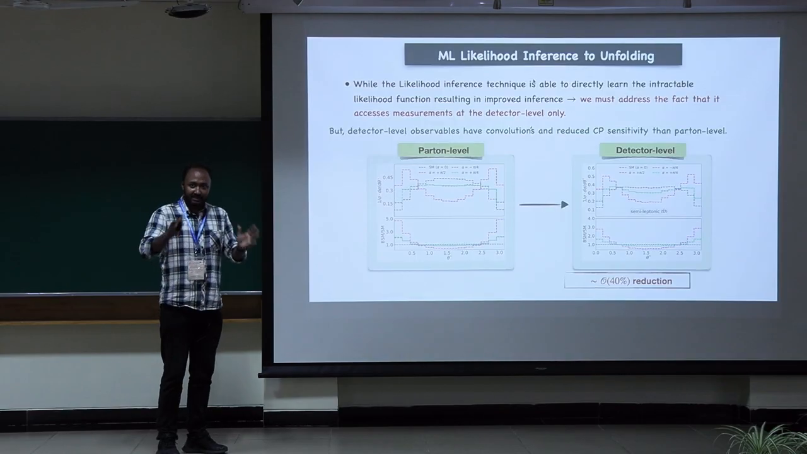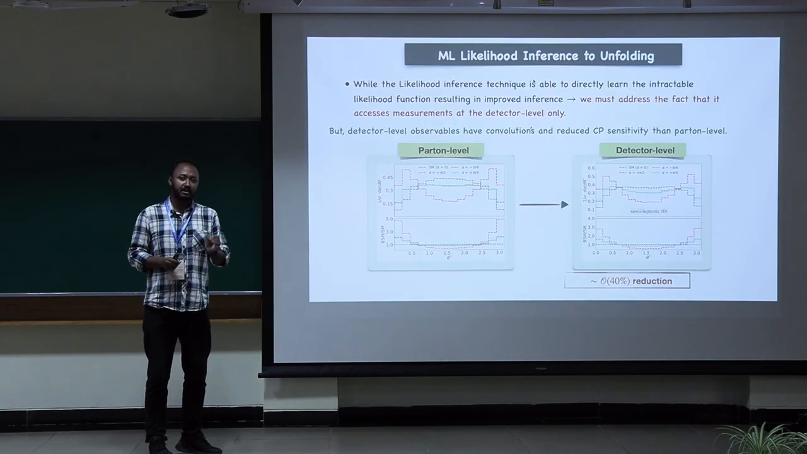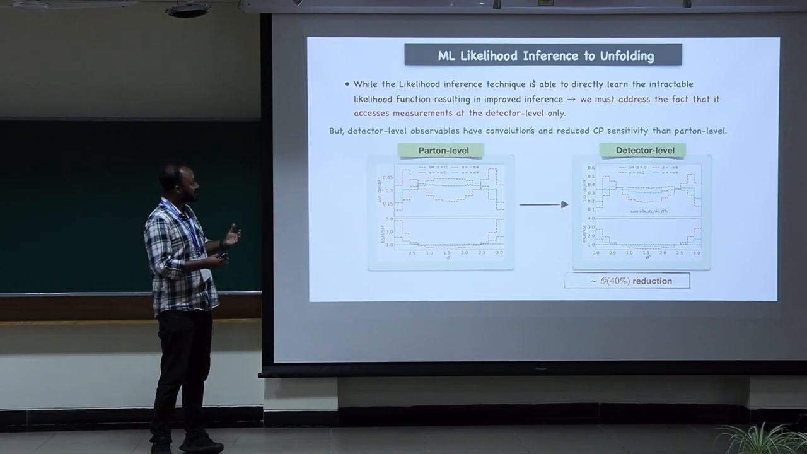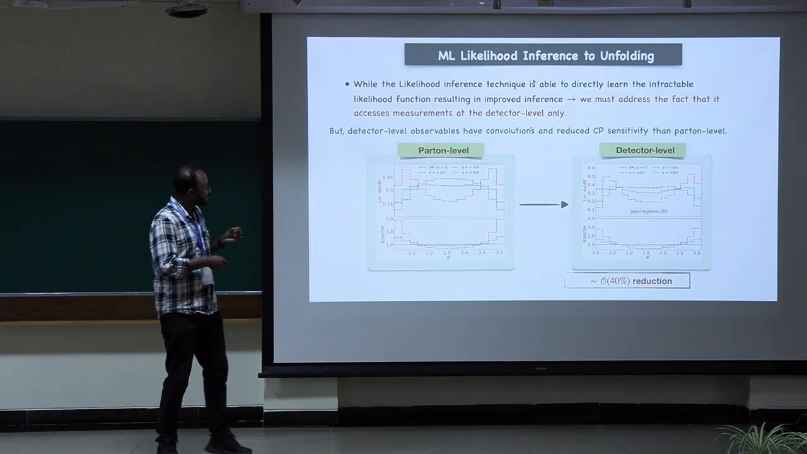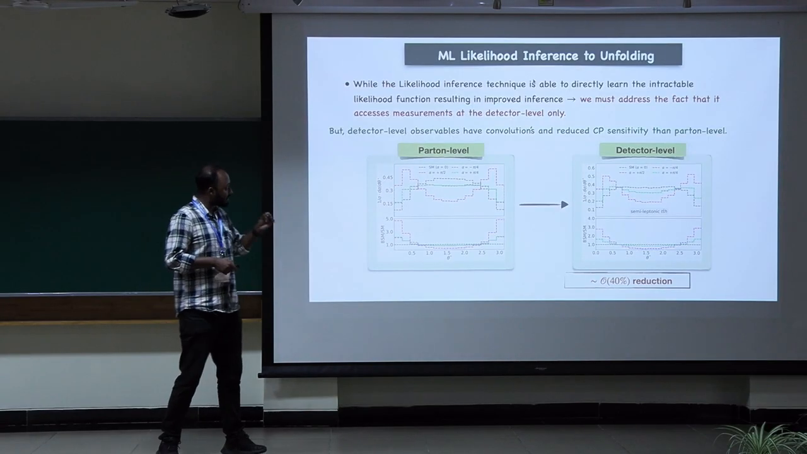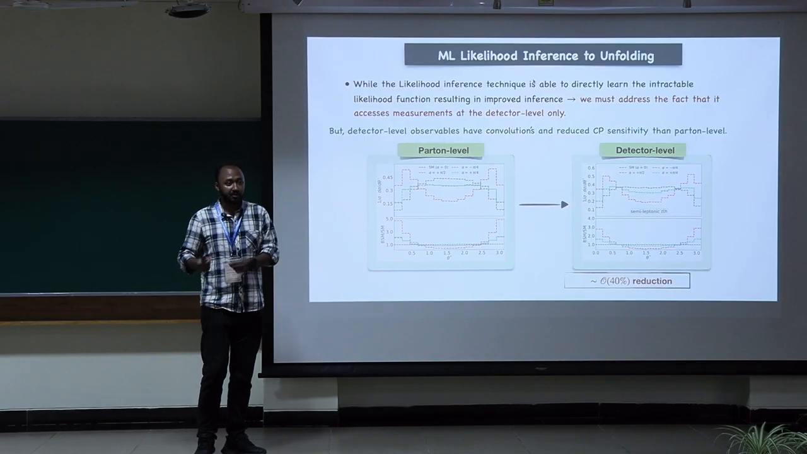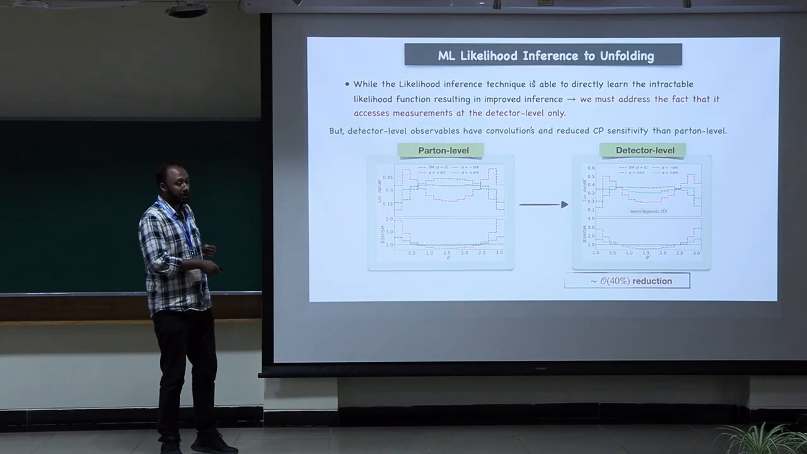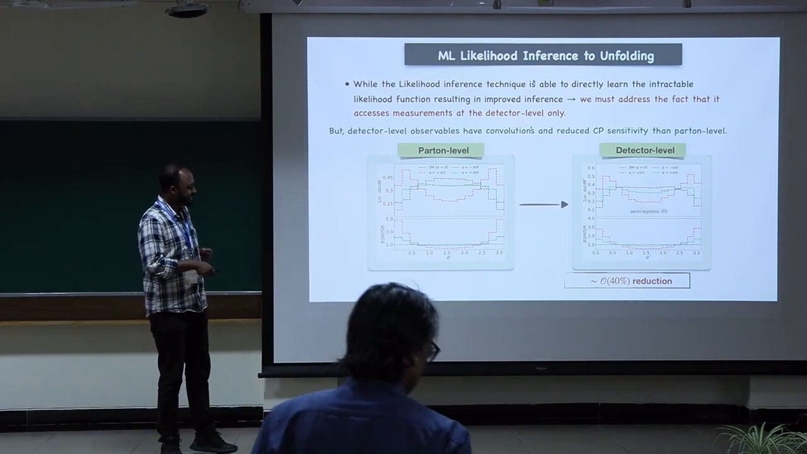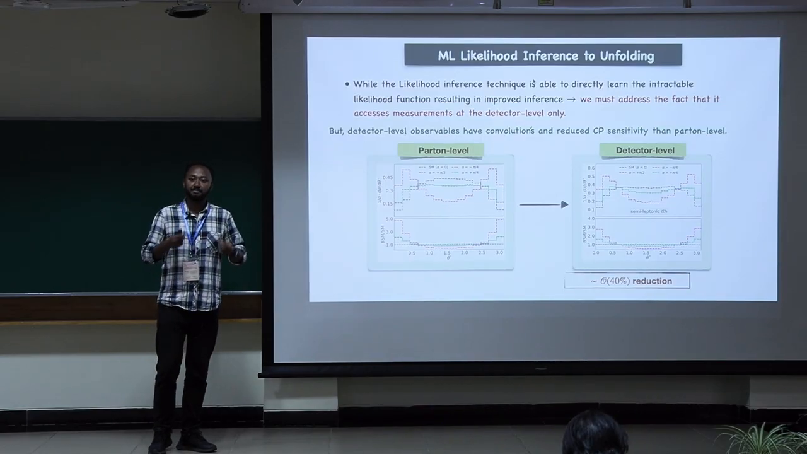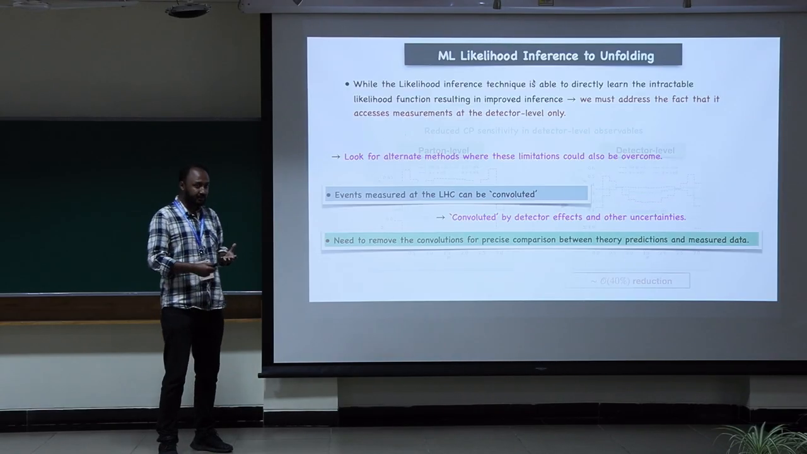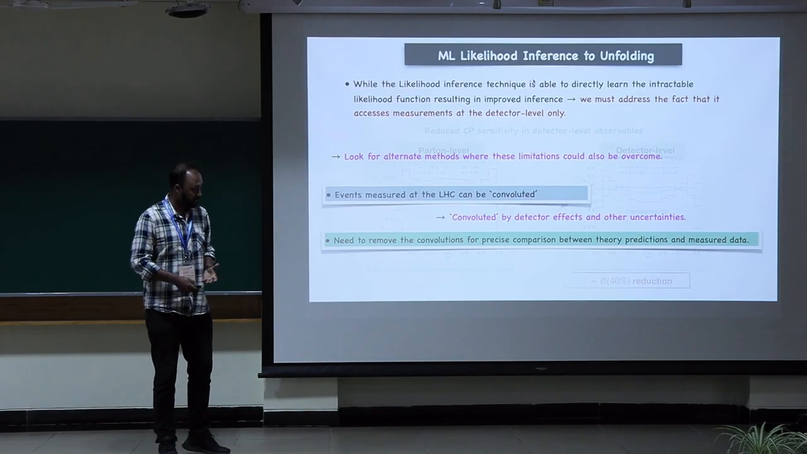Now, while this likelihood inference technique is able to directly learn and parameterize the intractable likelihood function, resulting in improved inference, we must also address the fact that this technique accesses measurements only at the detector level. And the detector level observables in principle do have convolutions of their own. So for example, if we compare the Collins-Soper distribution between the parton level and the detector level for semi-leptonic ttbar Higgs, we see that there is roughly a 40% reduction in the amount of CP information at the detector level. So this motivates us to look for alternate methods where even these limitations could be overcome.